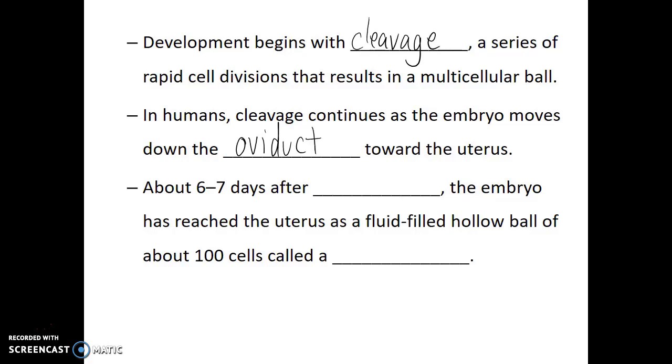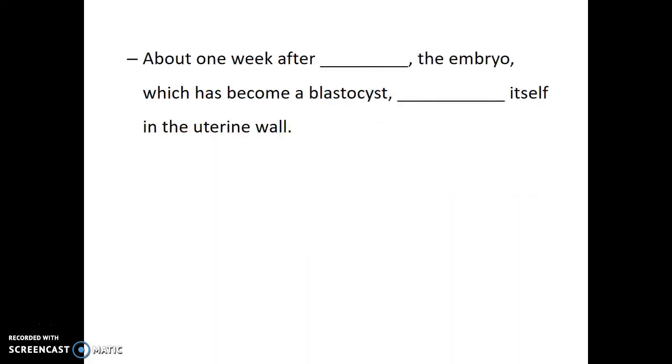Typically 6 to 7 days after fertilization, the embryo has reached the uterus as a fluid-filled hollow ball of about 100 cells called a blastocyst. It is at this stage of development that the embryo will implant into the lining of the uterus. So again, about 1 week after fertilization.